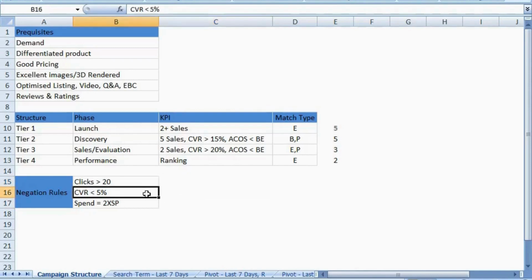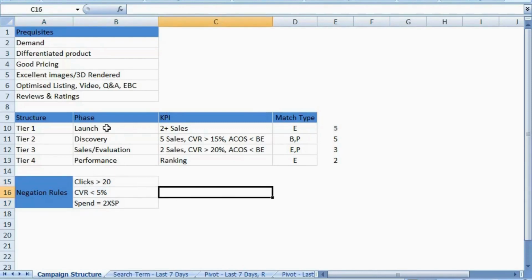And then you have conversion ratio. If your conversion ratio is less than 5%, then also you're going to pause. You may also see certain search terms where you spend 2 or 3 times your sales price and there are 0 sales. You're definitely going to pause any such search terms or keywords.